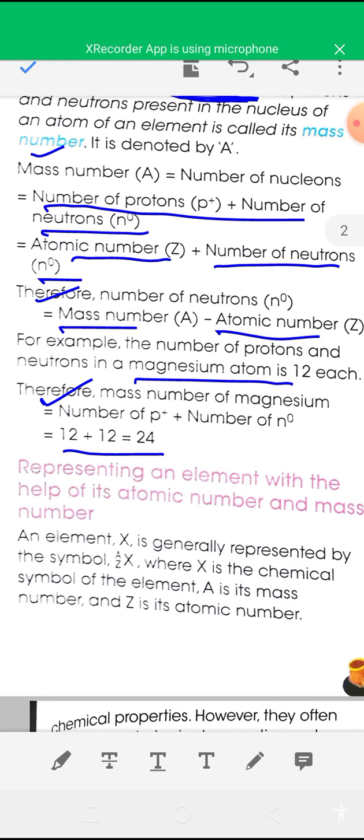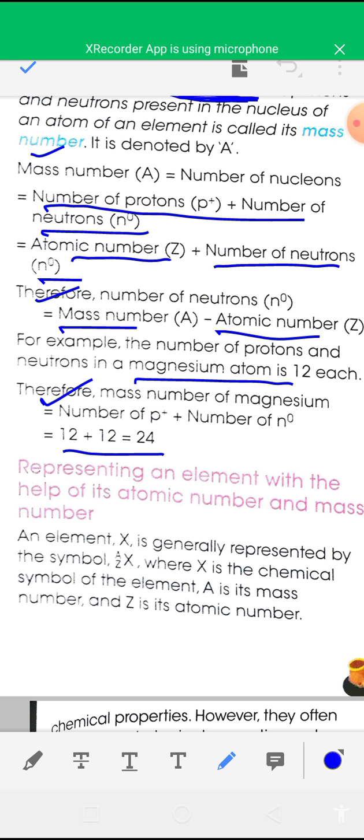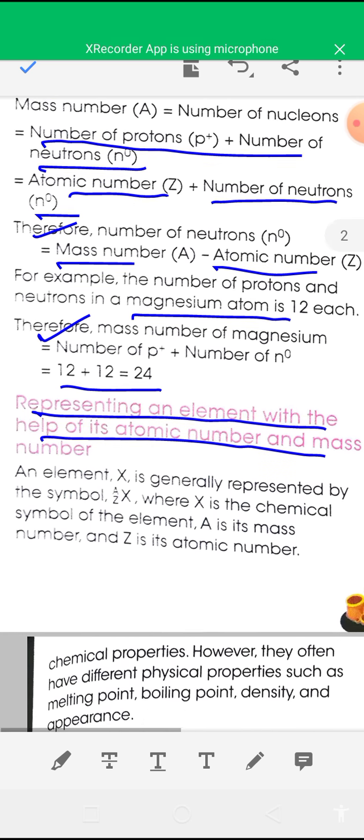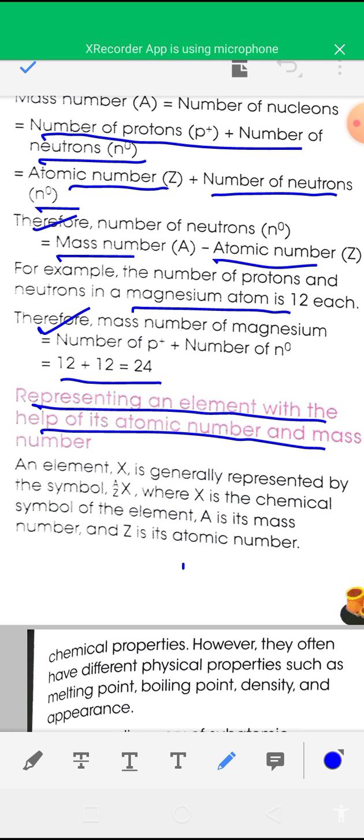Okay, now see how to represent an element with the help of atomic number and mass number. Suppose an element is X and its atomic number is Z, then you have to write the atomic number here and you have to write the mass number here.